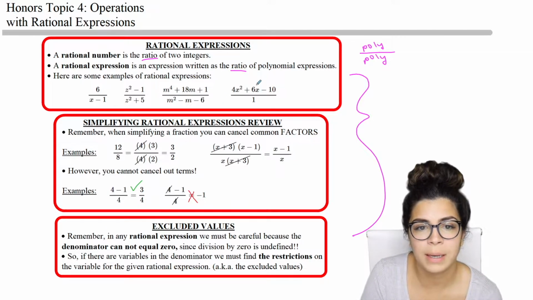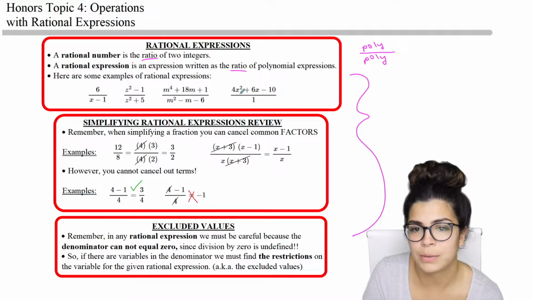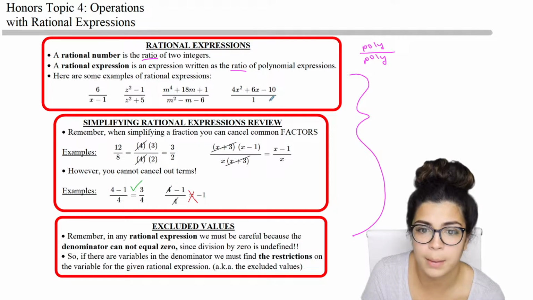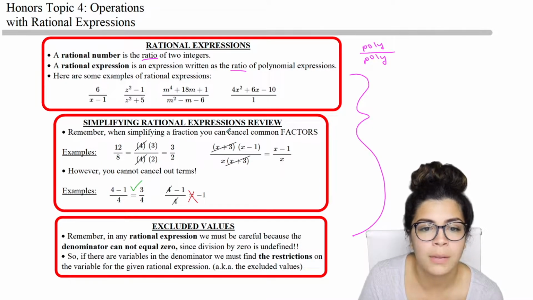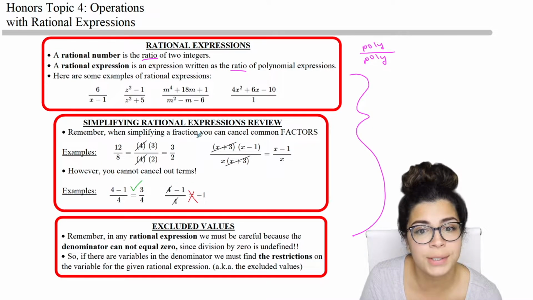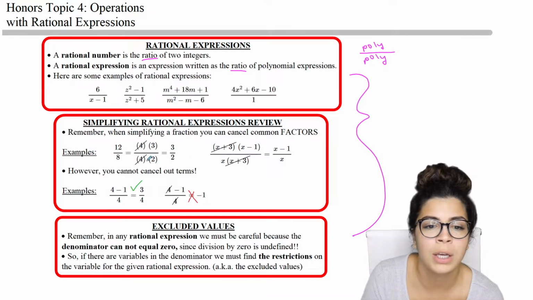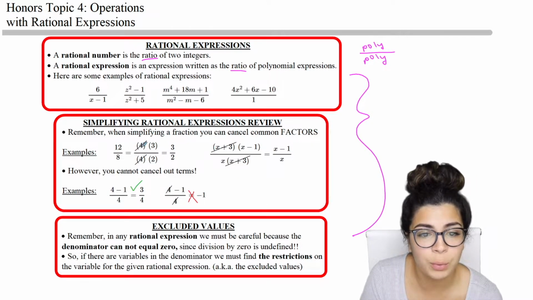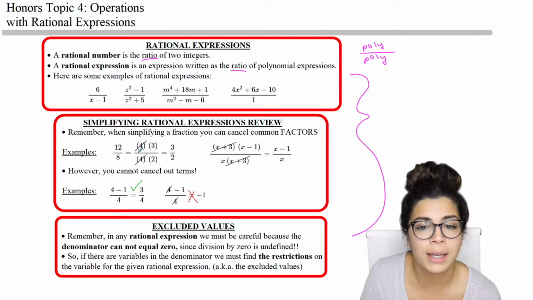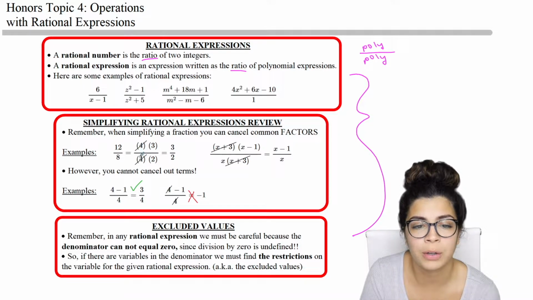Now, here are some examples of expressions. Of course, the last one is just divided by 1, so really it's 4x squared plus 6x minus 10. Now, the next thing I want to cover is when you're simplifying rational expressions, right? Just like when you're simplifying fractions even, you can factor the numerator, factor the denominator, and you can cancel out common factors that are on the numerator and denominator.